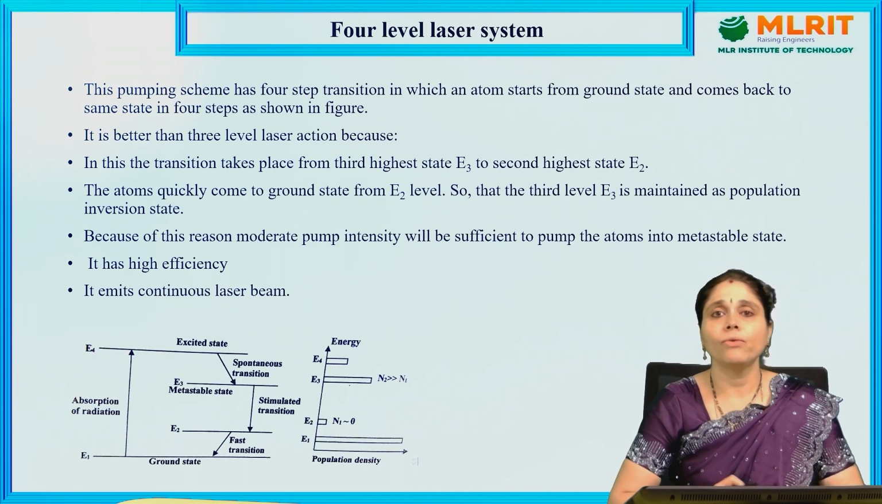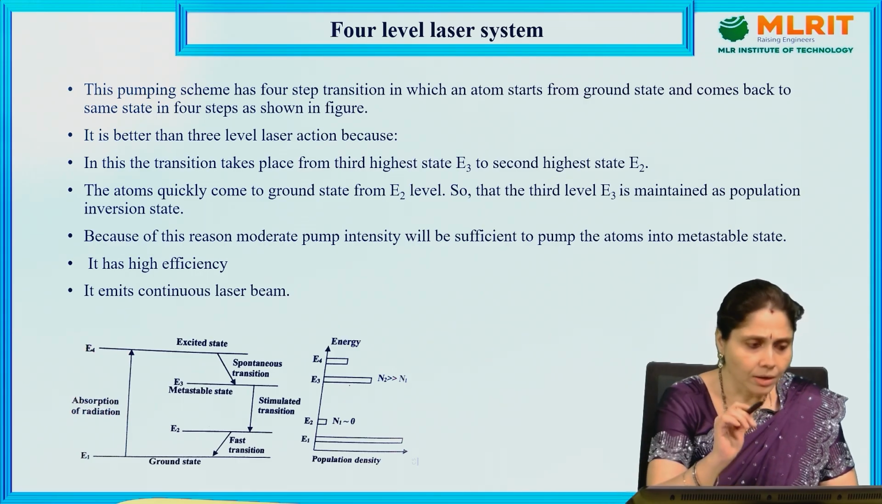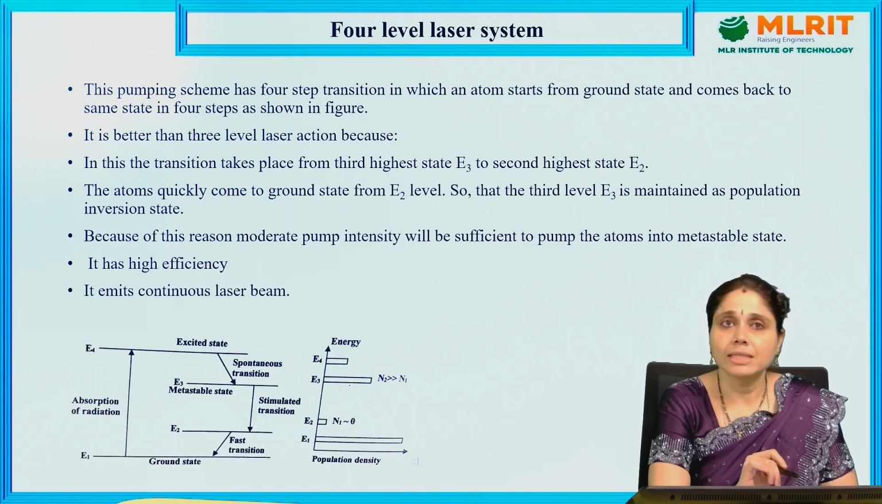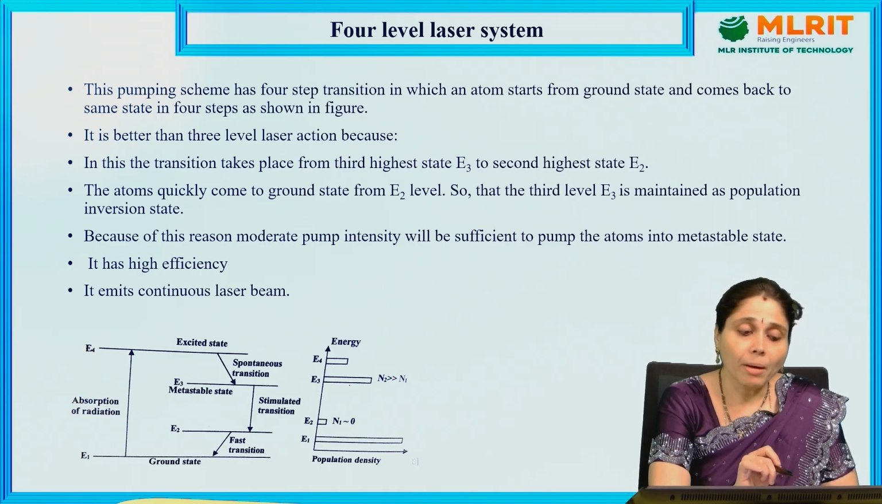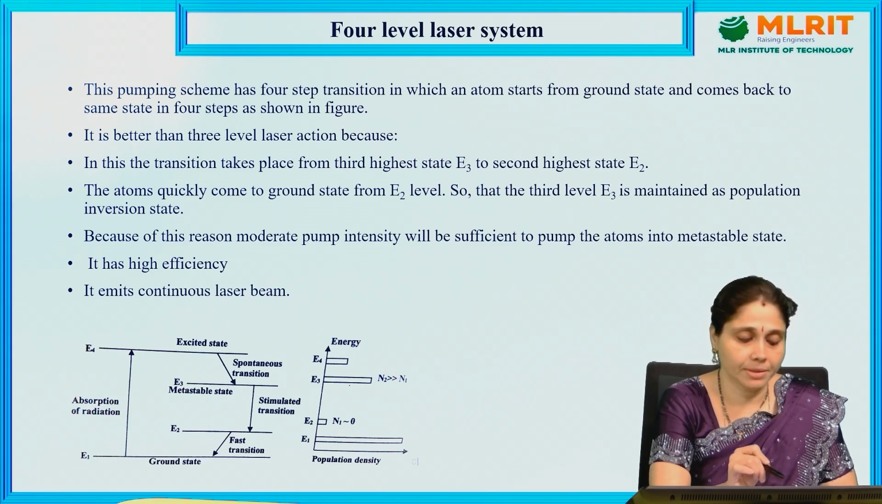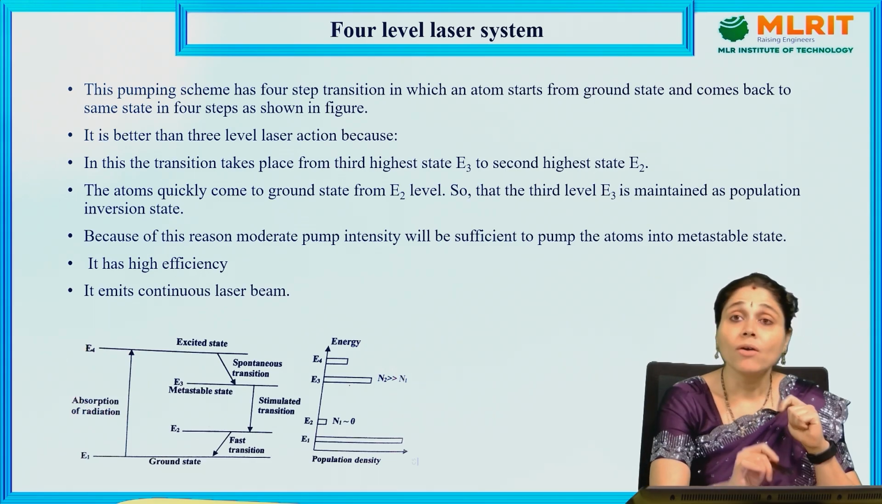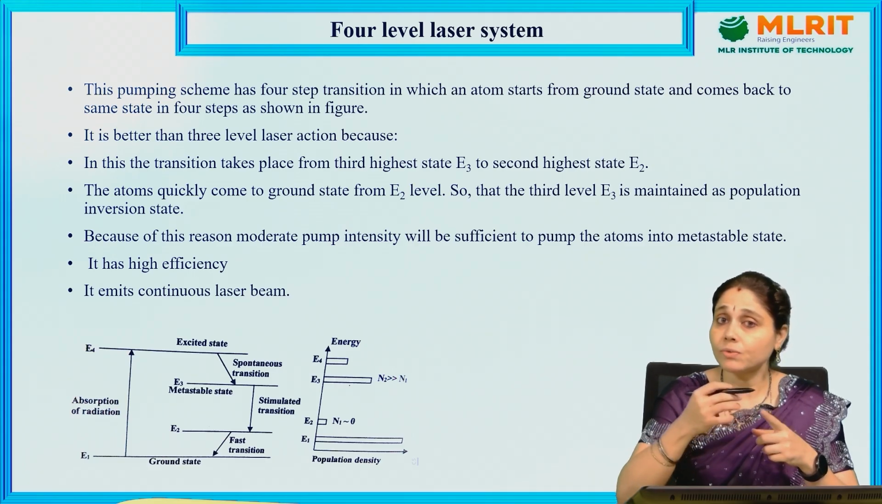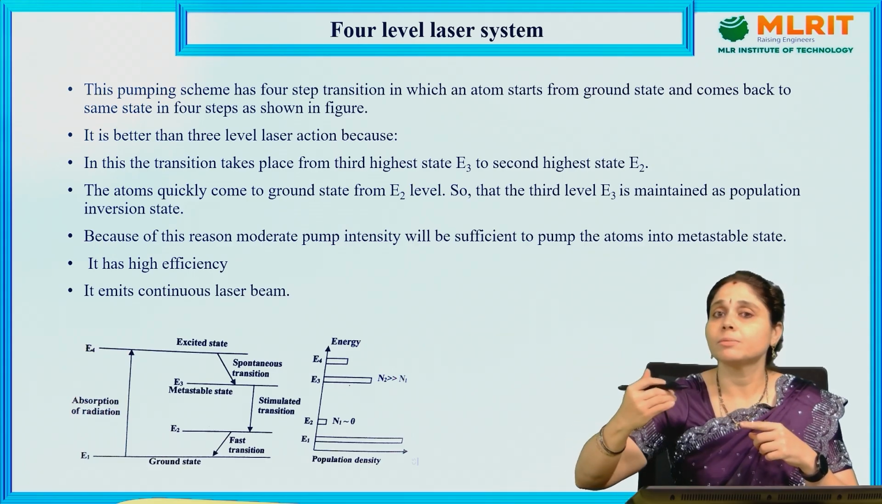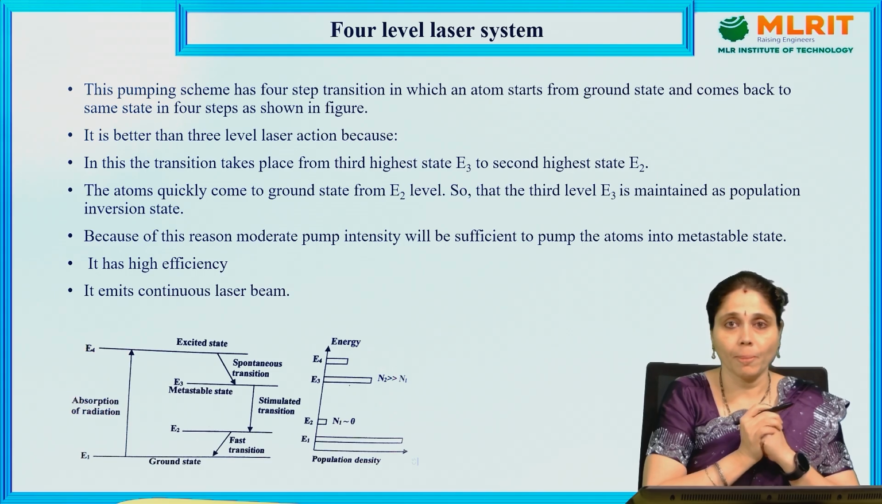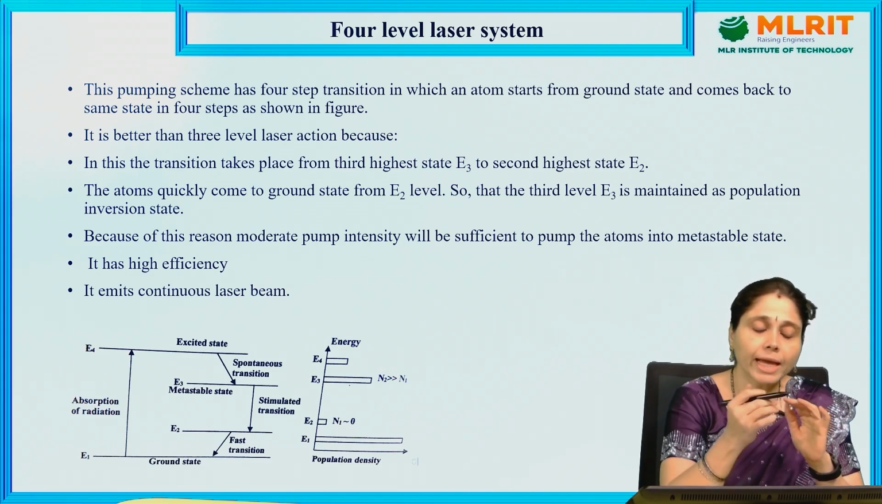Now coming to the 4-level laser system. Okay, what are the 4 levels? 4-level laser system means what? The pumping scheme has 4 steps of transition in which an atom starts from the ground state and then comes back to the same state in the 4 steps. Okay, 4 or more steps. Why? Because we'll see more than 4 steps for some laser systems also. So better to take it as 4 levels.